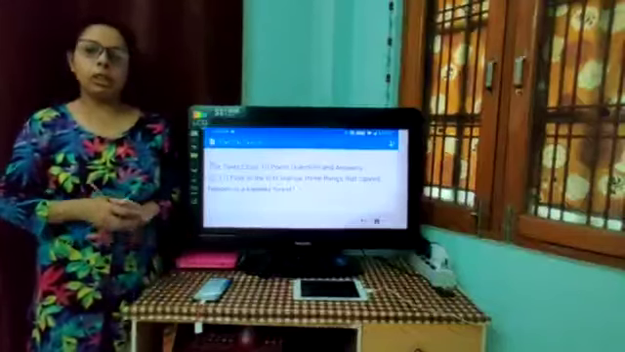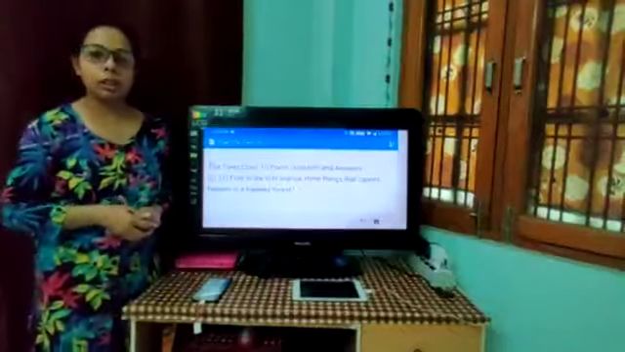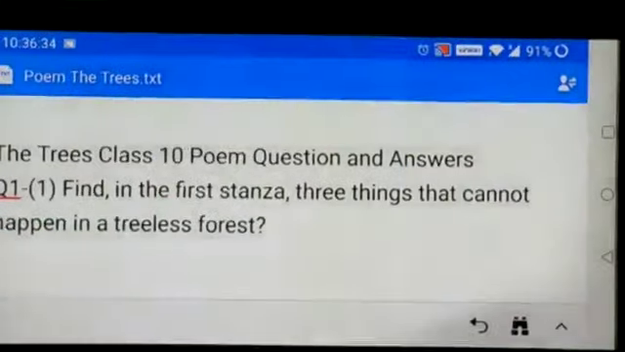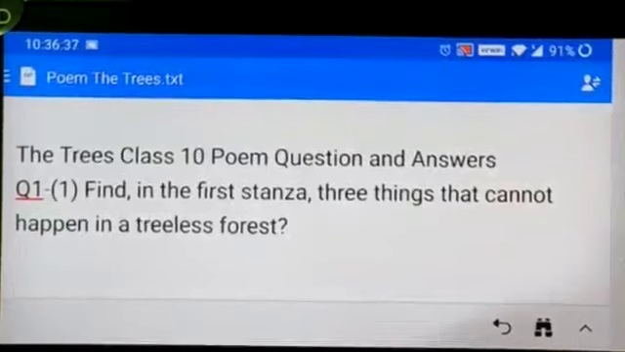Hello class 10. Today we are going to start with the short answers of the poem The Trees. Let's have a look at the questions. I will be discussing all the questions with you. You will be doing them in your notebooks.